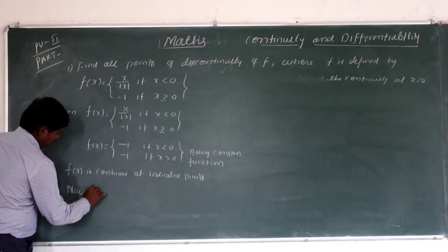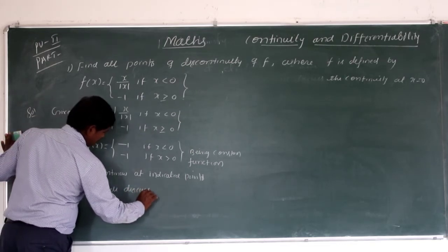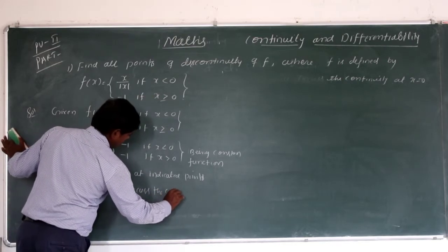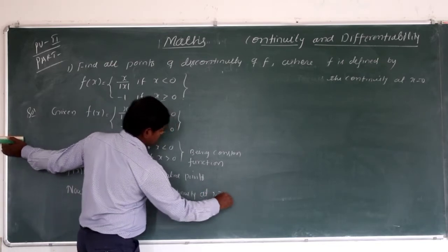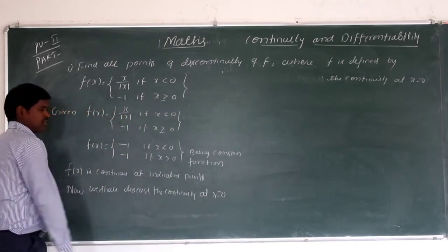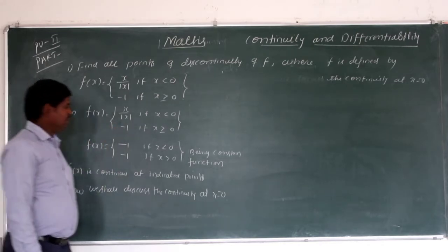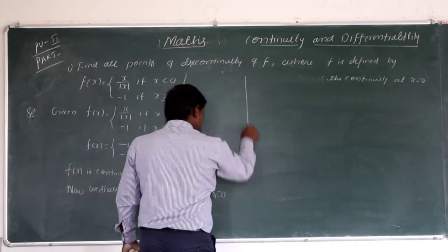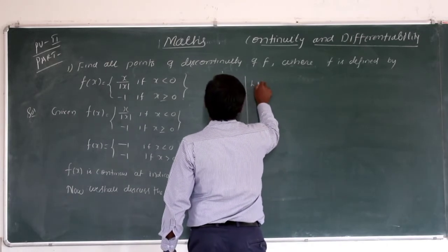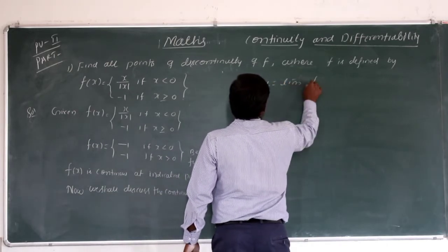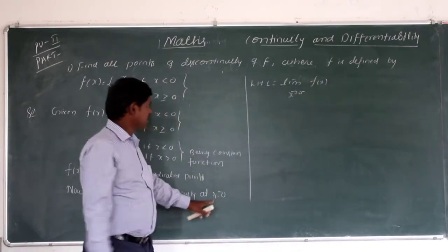Now we shall discuss the continuity at x is equal to 0. What about the continuity at x is equal to 0? We work through the left hand and right hand limits. So the left hand limit: limit of f of x as x tends to 0 minus.